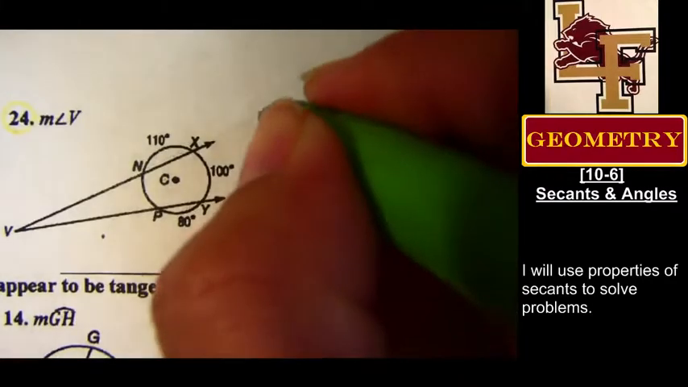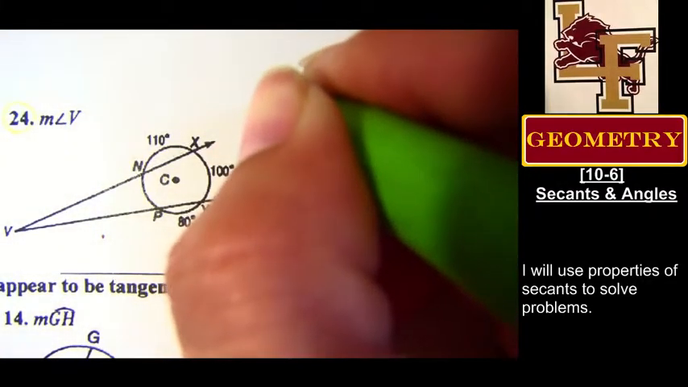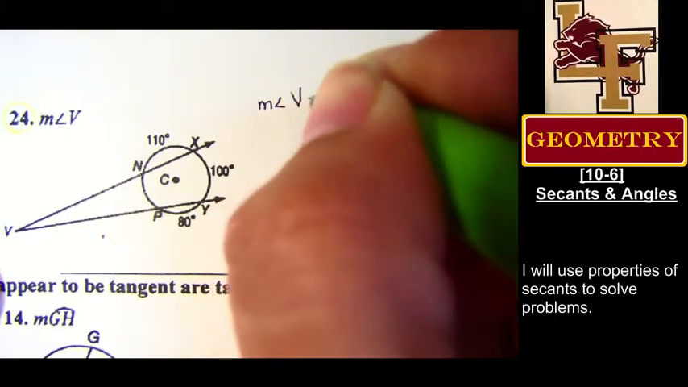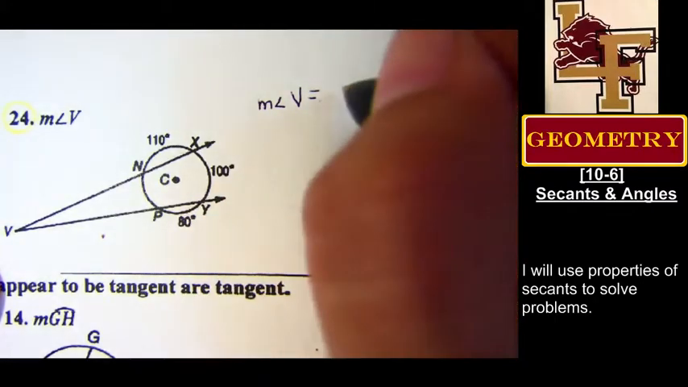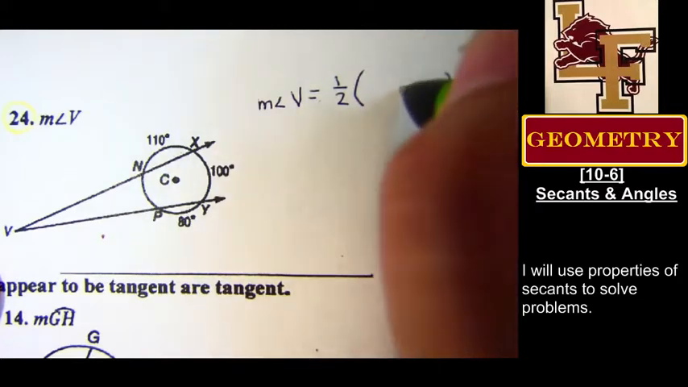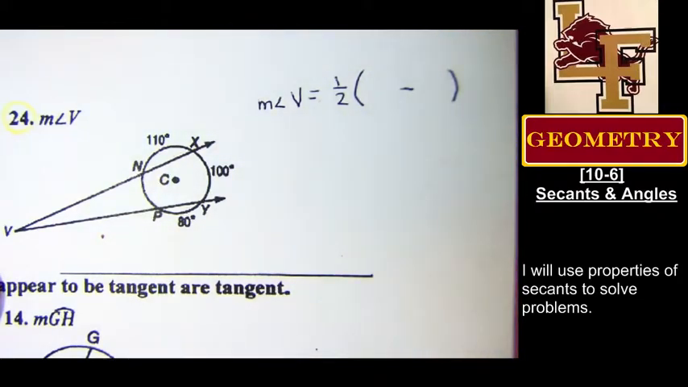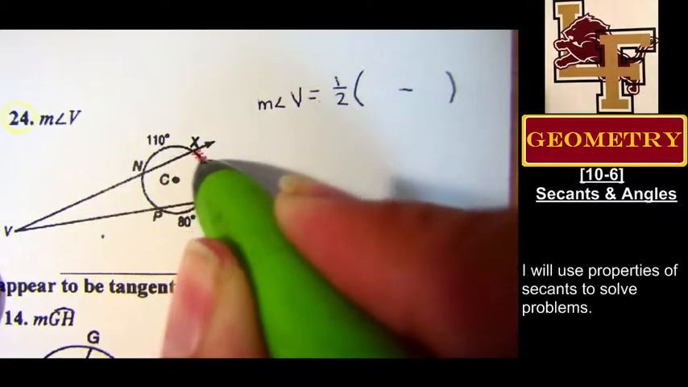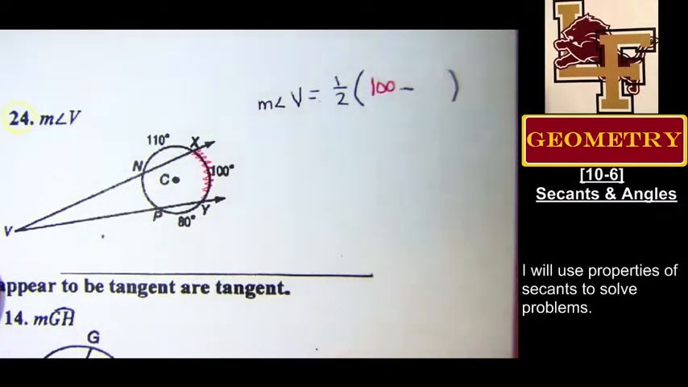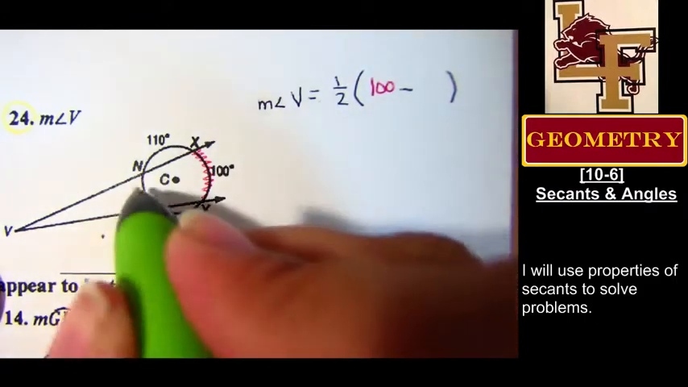The formula for two lines outside says the measure of that angle, which in this case is angle V, is equal to 1/2 of whatever we get when we subtract the big arc. So let's find the big arc. Yep, 100. And we subtract the little arc.